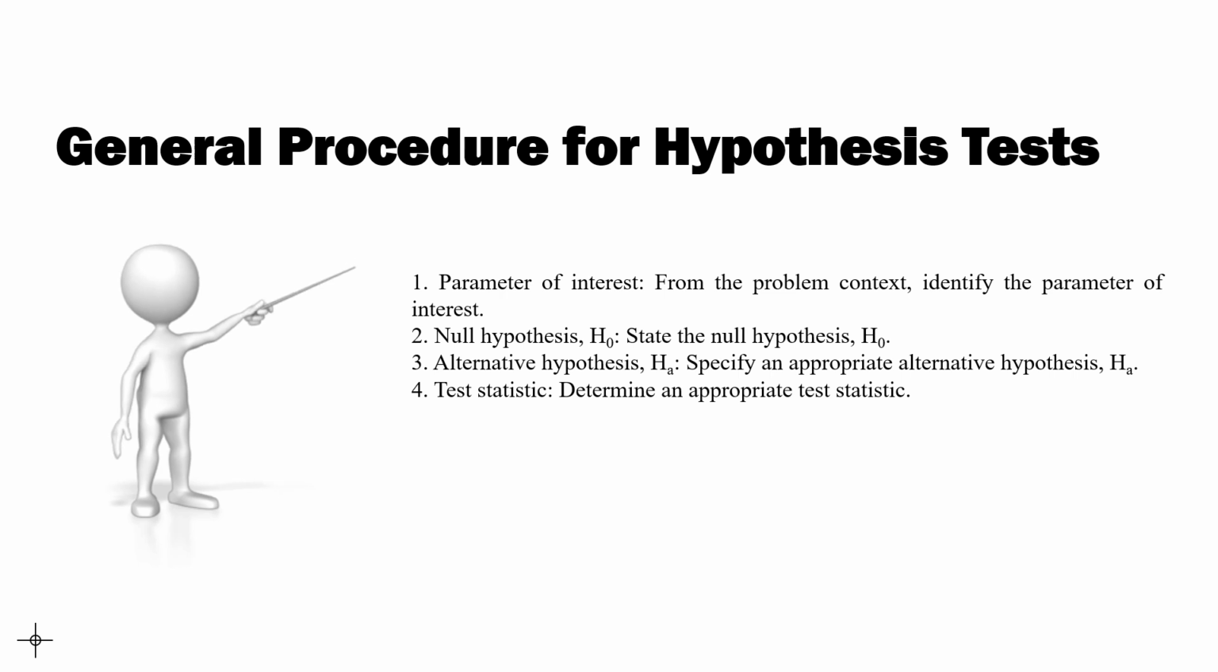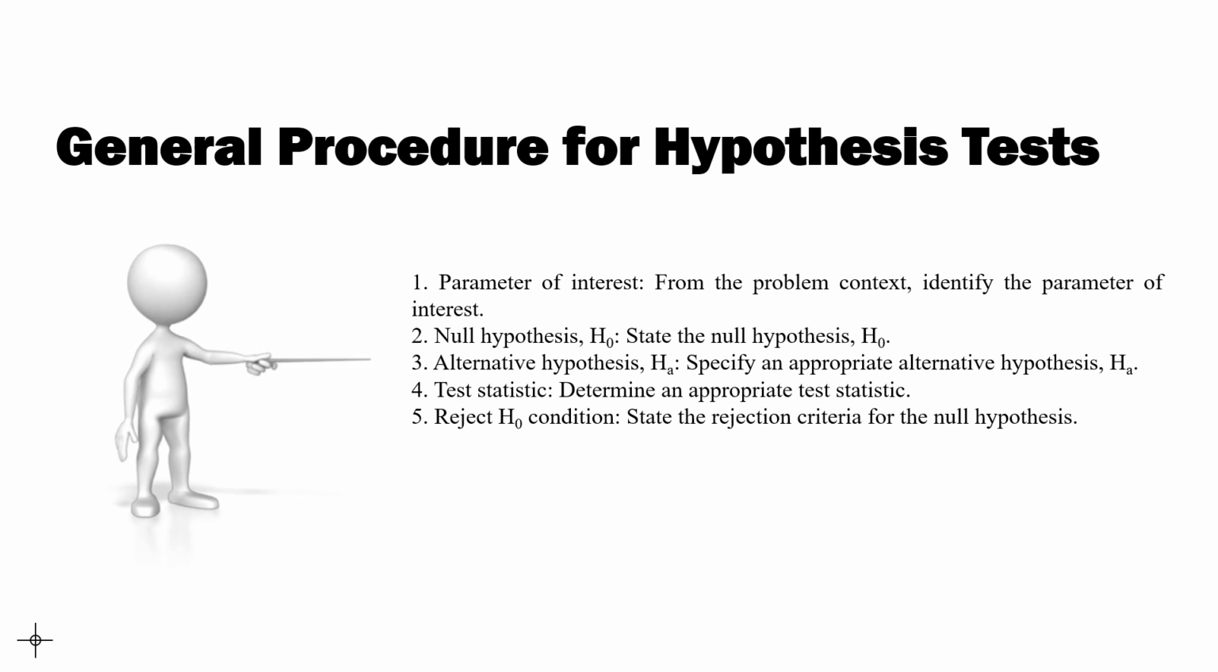The test statistic might be a z-statistic, t-statistic, f-statistic, or chi-squared statistic, depending on the population parameter of interest and availability of data. Step 5. Defining the rejection condition. This step defines the criteria for rejecting the null hypothesis. The condition is based on the test statistic and is often set using a significance level, alpha. The options are the rejection region or the p-value approach.